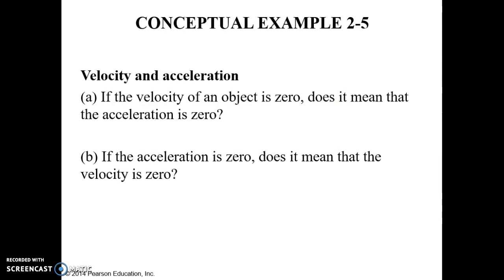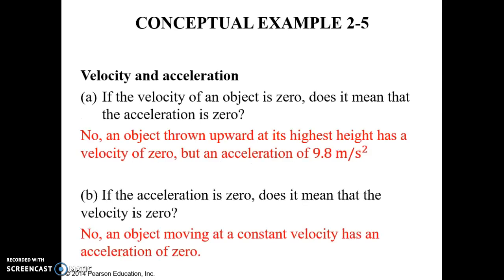Last question. If the velocity of an object is 0, does it mean that the acceleration is 0? And if the acceleration is 0, does it mean that the velocity is 0? For A, no, an object thrown upward at its highest height has a velocity of 0, but an acceleration of 9.8 meters per second squared. And for part B, no, an object moving at a constant velocity will have an acceleration of 0.